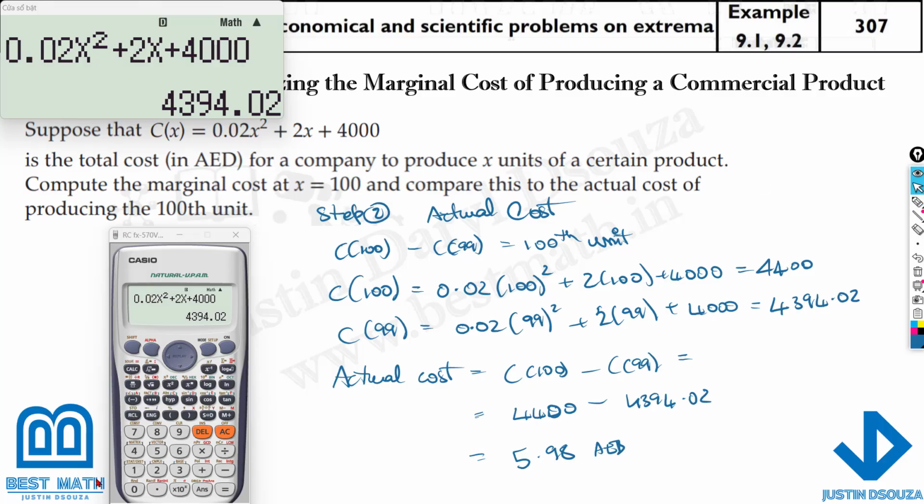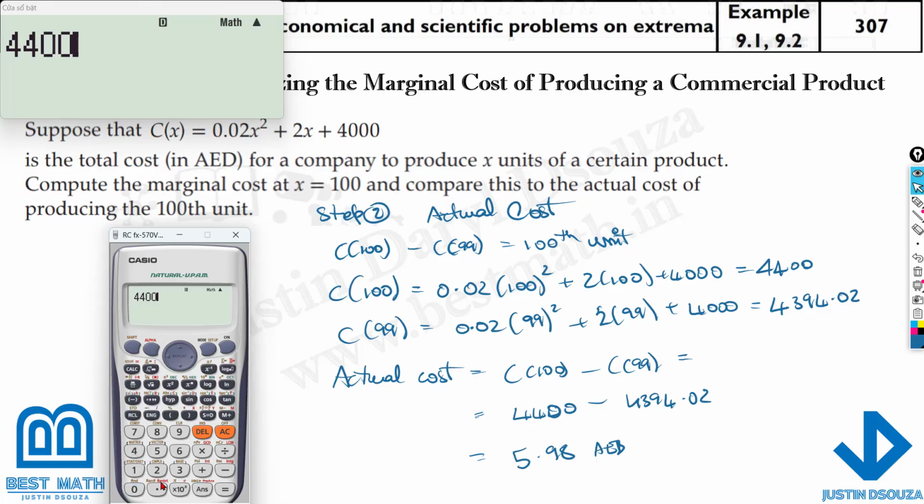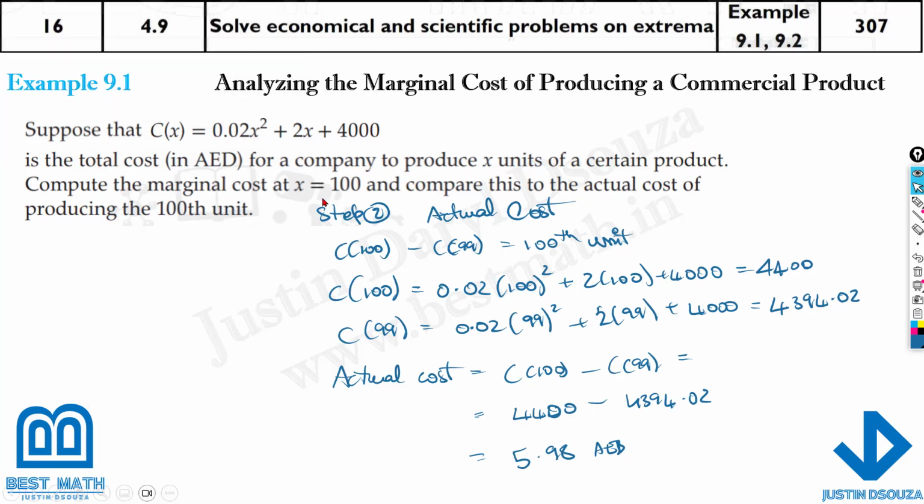Now you can just do it in the calculator: 4400 minus the previously stored answer. The answer will be 5.98 dirhams. Now let's compare. The last step was to compare. If you compare the marginal cost, it was 6 dirhams and this is 5.98. It's almost equal. You can just write it's almost the same.